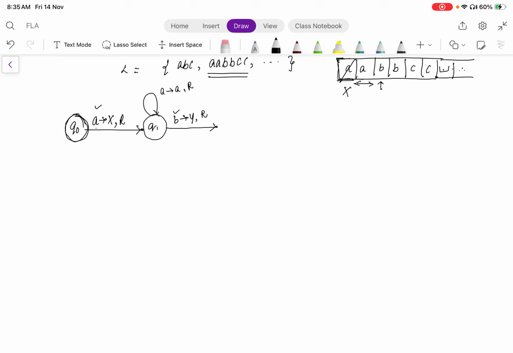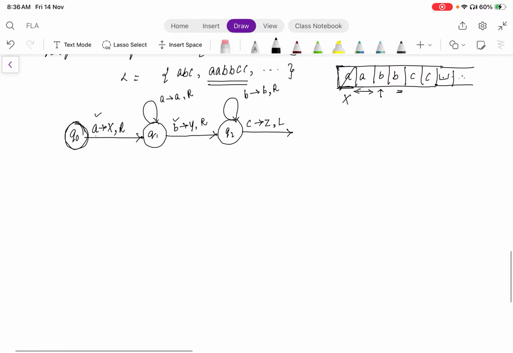Now you have found A and B. Now the aim is to find C. That is state Q2. In between you will have any number of B's, so put them in a self loop. On B, don't do anything, keep moving right until you find C. If you find C, replace it with Z and keep moving. Now move left. You found the C, and now you go left to find the next A, to check if there is a next A. So Q3.